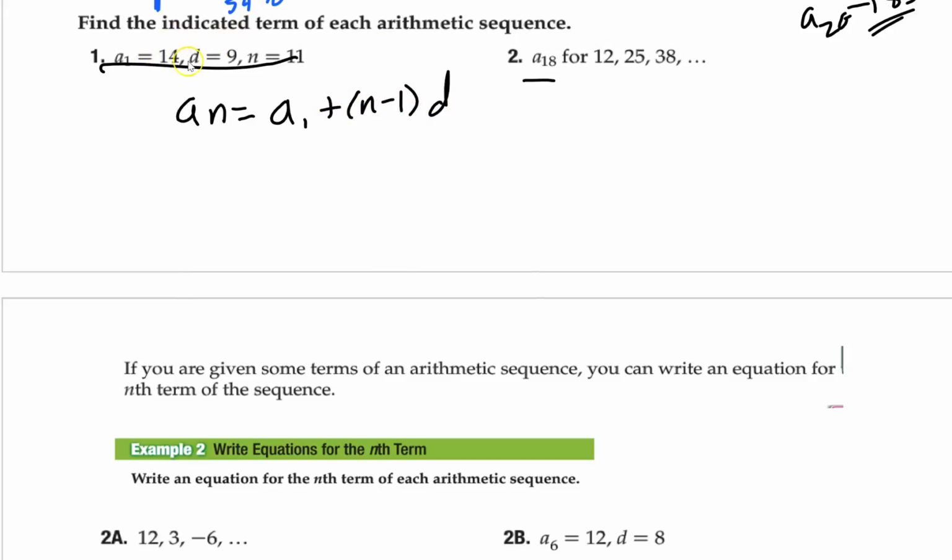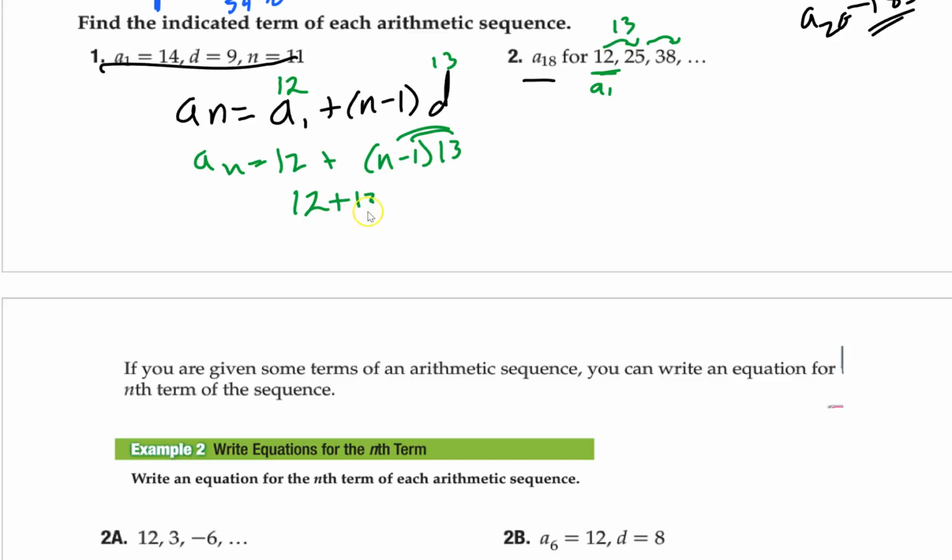The nth term equals the first term plus n minus 1 times the common difference. Now this time, over here they told you what a1 and d were. Over here they don't. You have to find it yourself. Luckily it's not too bad. First term is right here. And the common difference, as long as you do basic math, you can get this. 12 to 25 is 13. So that's the common difference. Now we can plug it in and make an actual nice formula. 12 plus (n minus 1) times 13. Distribute: 12 plus 13n minus 13. Add like terms: a_n equals 13n minus 1.